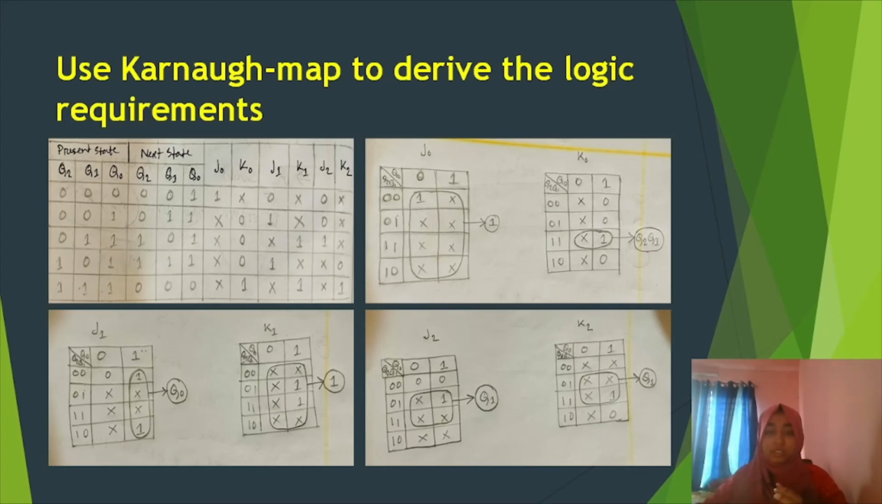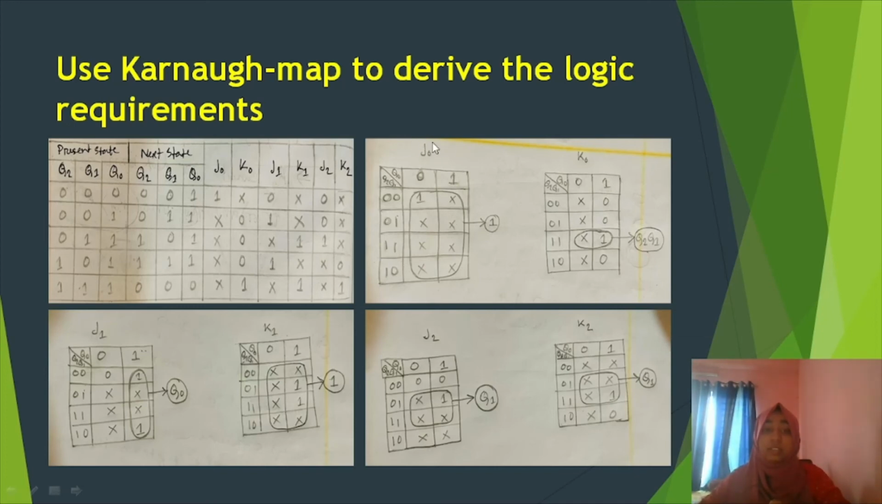Assalamualaikum, I'm SANJIDA. I'm from the CSC department. From the flip-flop transition table we get this table, with the present state and next states. We are going to use the Karnaugh map to derive these logic requirements. By using the Karnaugh map we solve it, and by solving it we get some logic expressions.